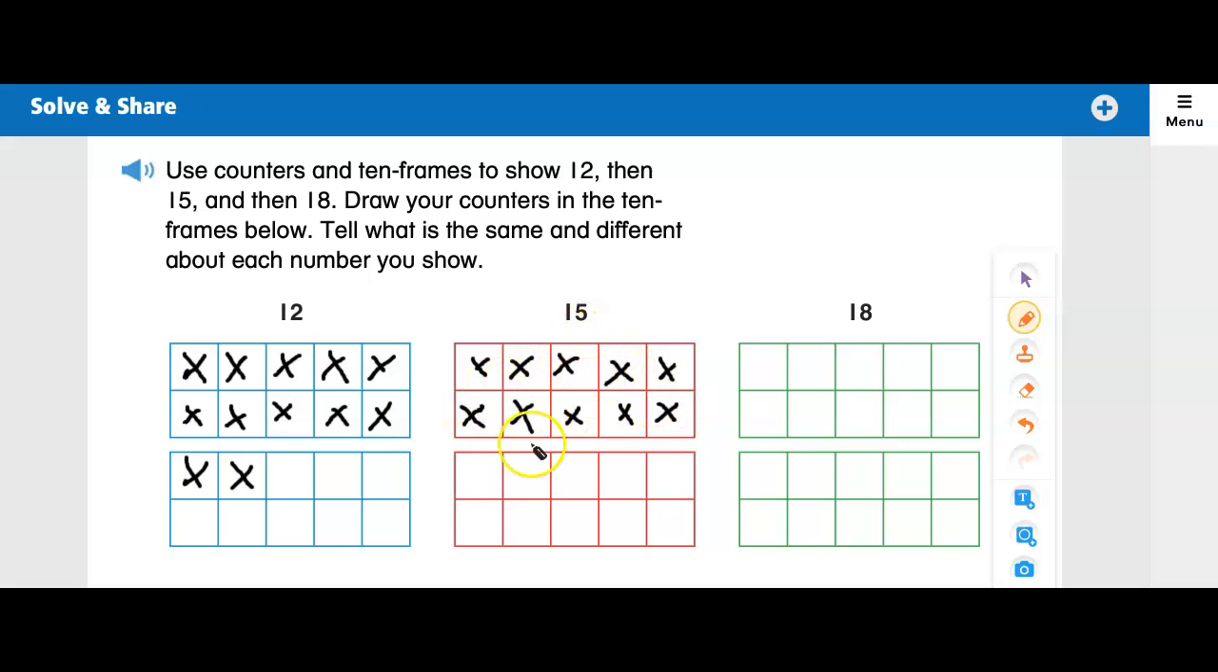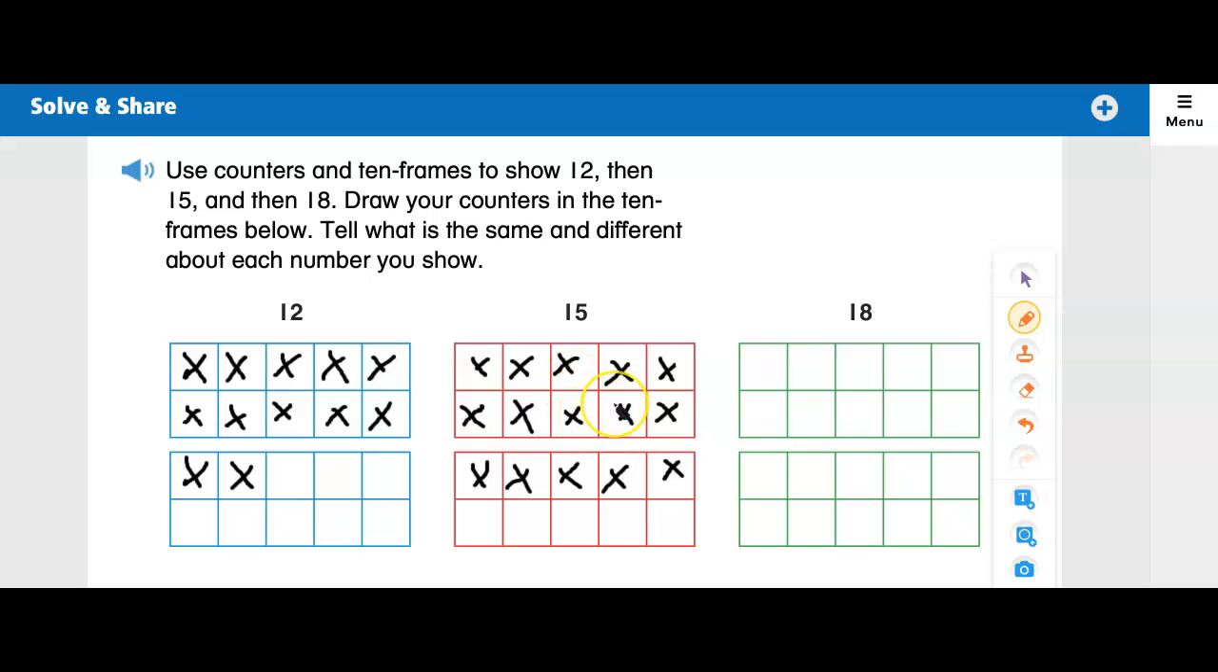I have 10, 11, 12, 13, 14, 15. I filled in 15 of the squares to show the number 15 in the tens frame.